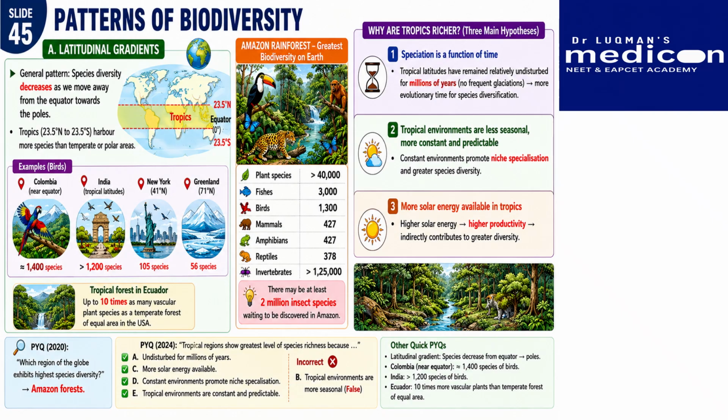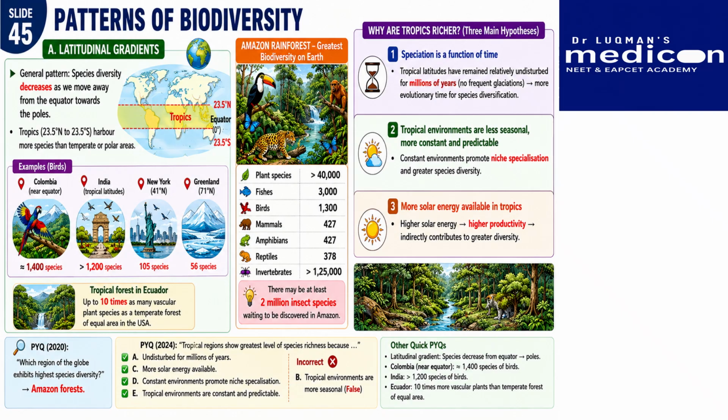Why are tropics richer? Three main hypotheses. One, speciation is a function of time. Two, tropical environments are less seasonal, more constant and predictable. Three, more solar energy is available in the tropics. Let's see what this means. The first reason why tropics are richer is that tropical latitudes have remained relatively undisturbed for millions of years, with no frequent glaciations, giving more evolutionary time for species diversification.